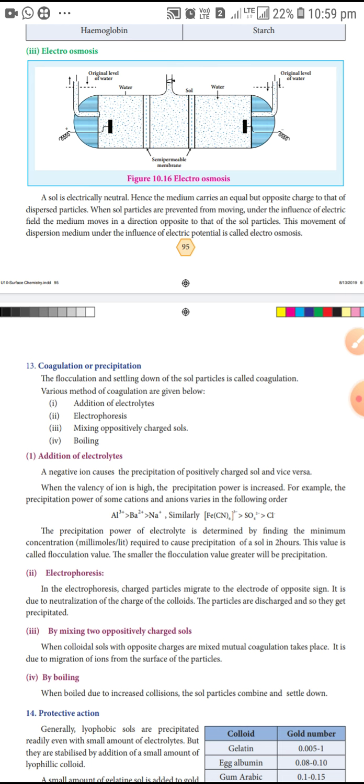Okay, the particles are prevented from moving under the influence of the electric field, so the medium moves in a direction opposite to that of the particles. This movement of the dispersion medium under the influence of an electrical potential is called electroosmosis.